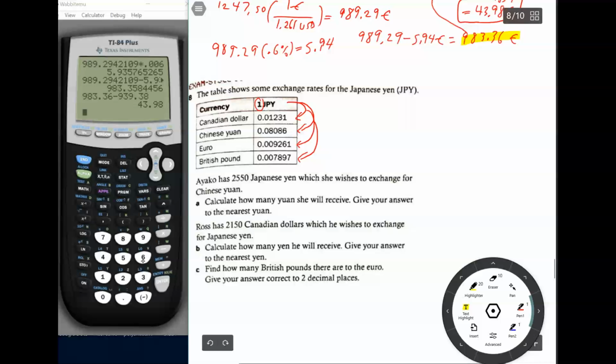Ayako has 2,550 Japanese yen, which she wishes to exchange for Chinese yuan. Calculate how many yuan she will receive and give your answer to the nearest one. So we're going to start with 2,550 yen, and we're going to change that using a domino where we have 1 Japanese yen, which is also the symbol for yen, and we're going to change it to yuan, so it's 0.08086 Chinese yuan.